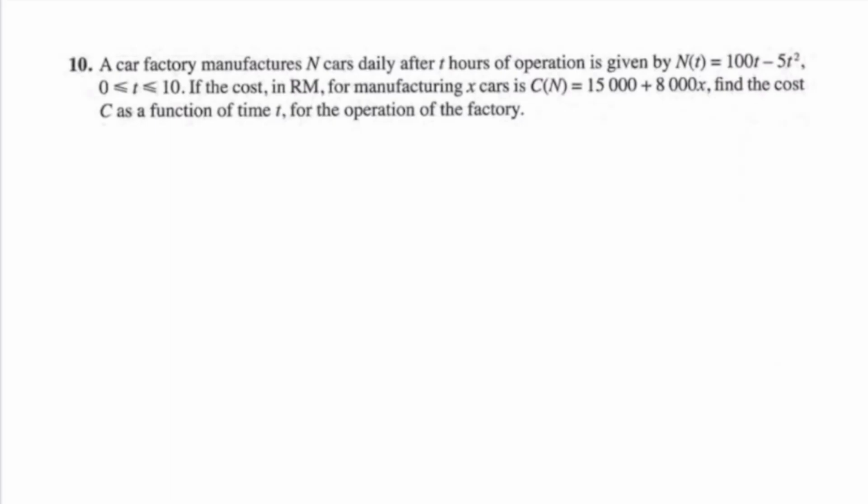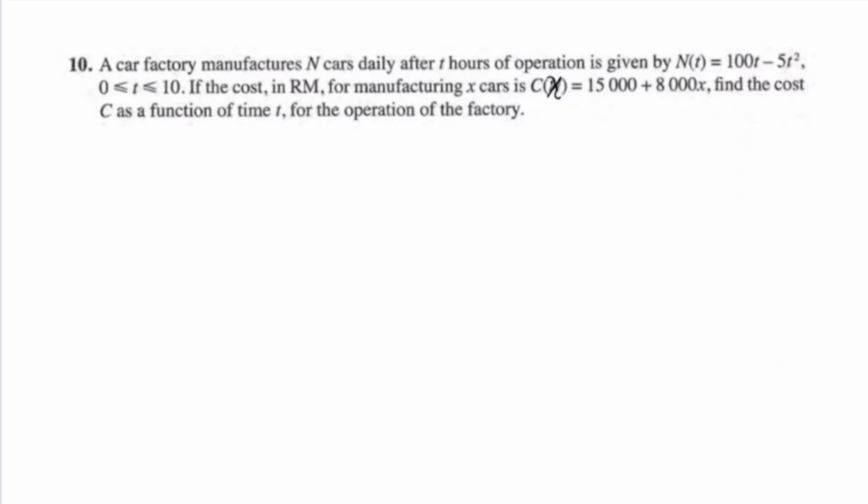Okay, a car manufacturing factory manufactures N cars daily after T hours of operation, given by N(T), and the cost of manufacturing x cars. So this one's supposed to be x, not N, x. So find the cost C as a function of time.